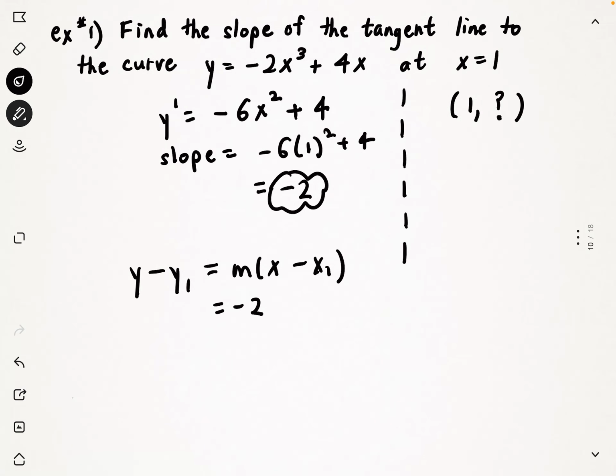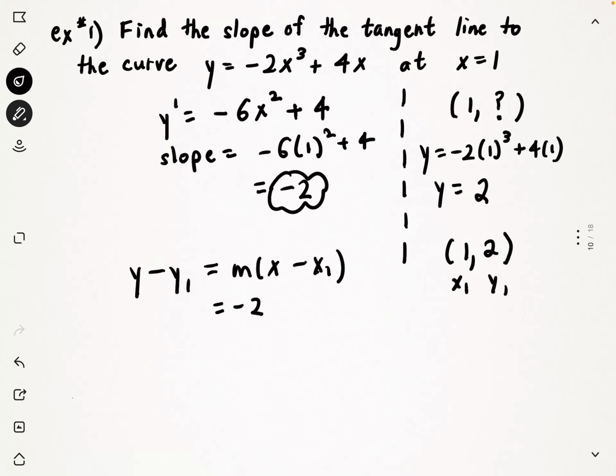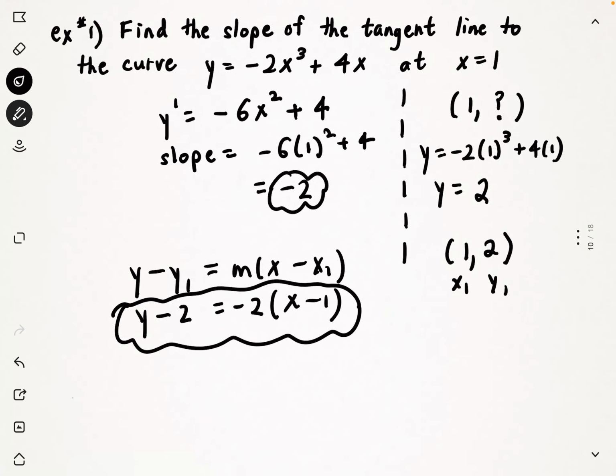Anytime you need to get a y coordinate of a point, you just plug into the original equation. So in this case, I'm going to go back and put in 1 for x and calculate the y coordinate, which will give us a positive 2. So now we know we have 1 comma 2 as our x1, y1. And now I can go back to my equation and put in 1 and 2 for x1 and y1, and this is the equation of my tangent line.